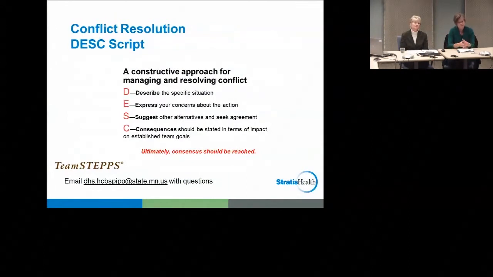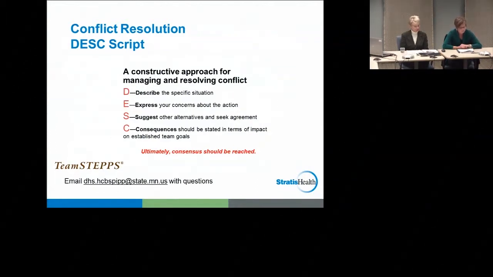We want to instead give you a script for conflict resolution that's borrowed from TeamSTEPPS. It's just describe, express, suggest, and consequences. So if you are the person that has concerns, this gives you a way to structure that in a really productive way. Or if you're the facilitator, this gives you a mechanism to call out the conflict in productive ways that can lead to resolution.